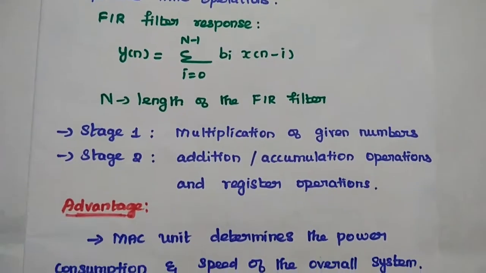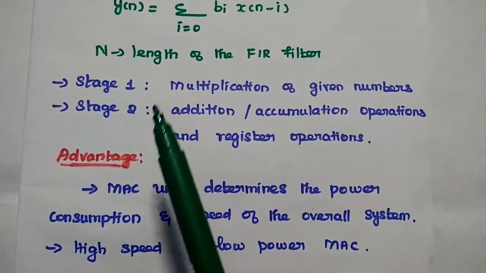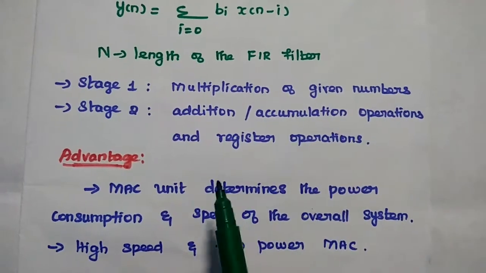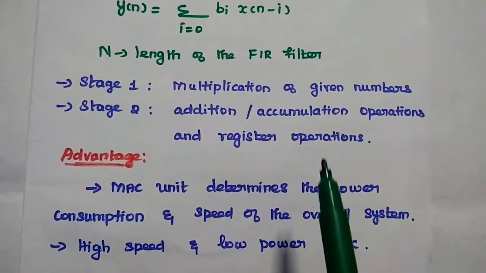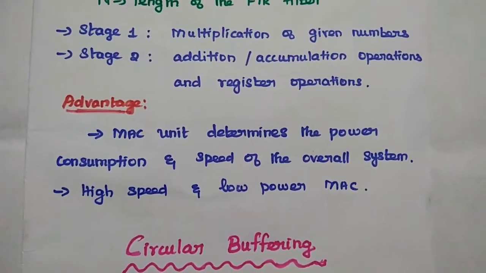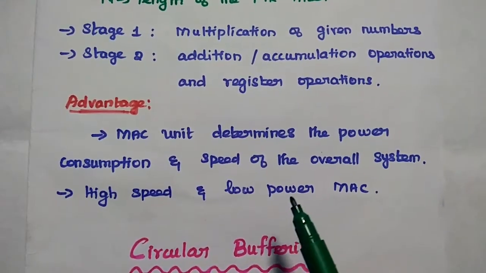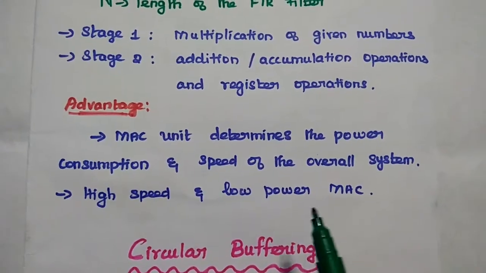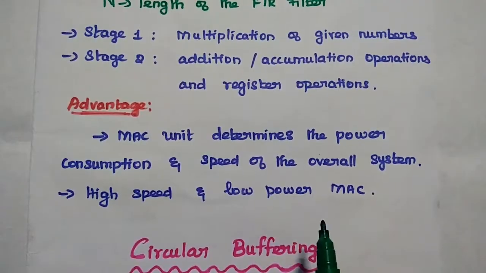For that we can use multiply accumulate unit. It can be done in two stages. One is to multiply the given numbers. The second stage is to add the results and then accumulate the output to the previous outputs. The major advantage of this MAC unit is that it determines the power consumption and the speed of the overall system. So here it provides high speed and low power MAC operations.